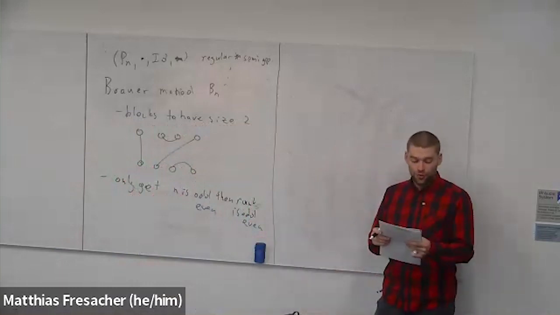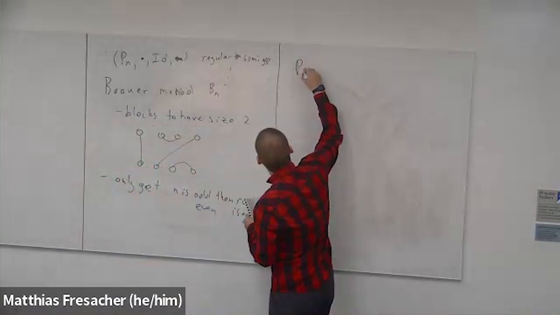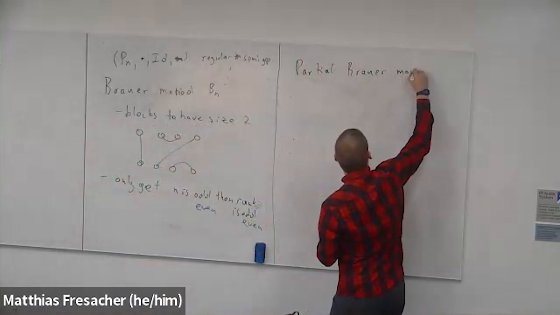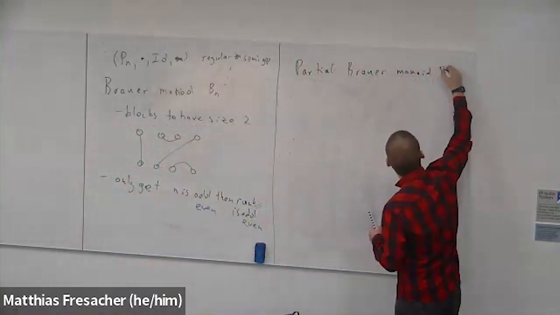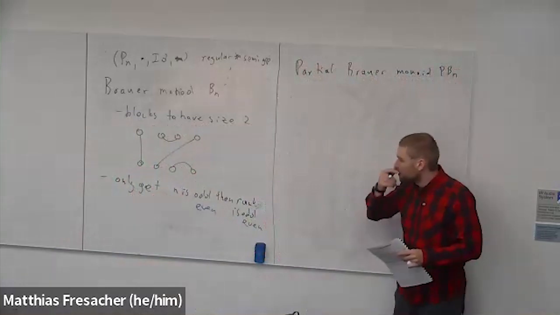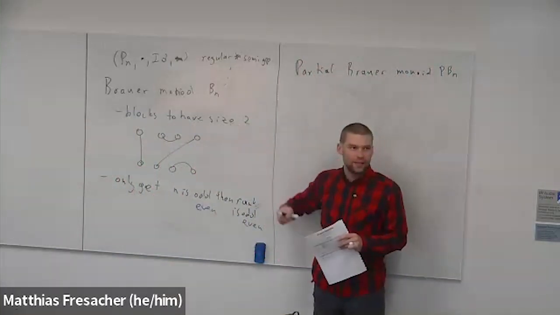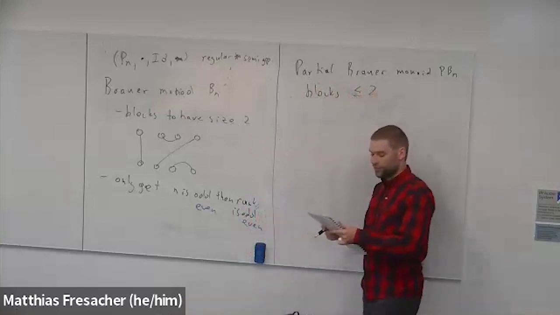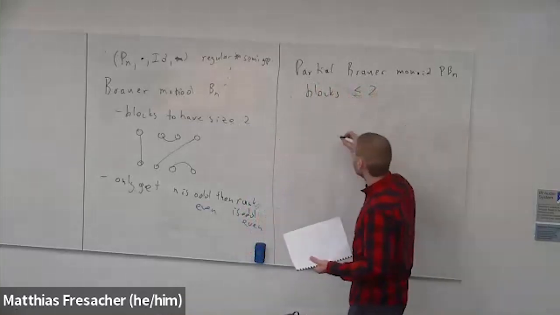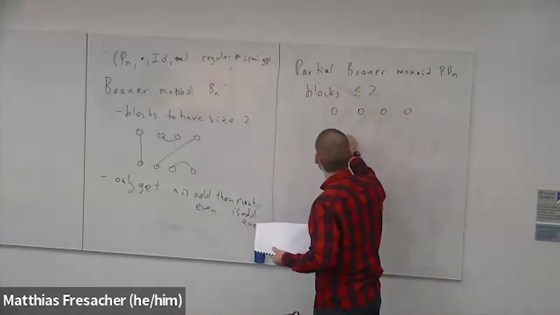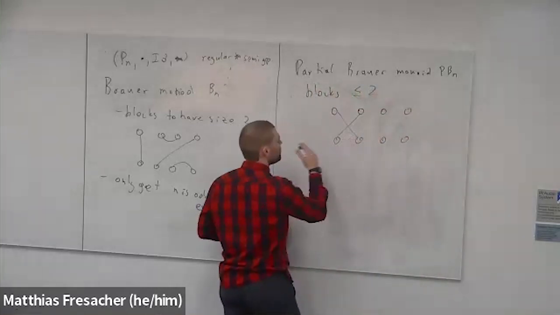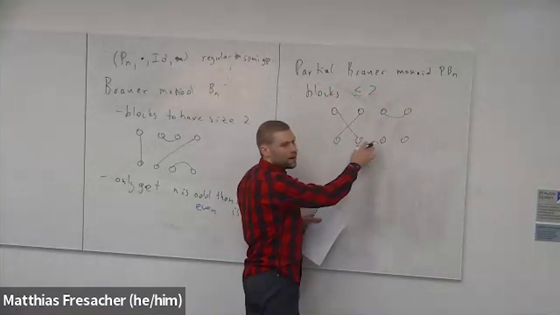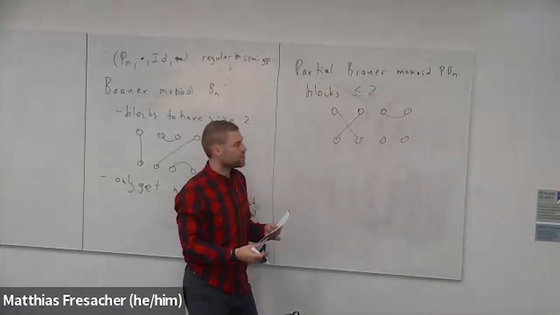A slightly different variety is what's known as the partial Brauer monoid. So this is PBn, and in here, instead of having block size exactly equal to 2, blocks can be less than or equal to 2. So if we look at an example, I can have my block size of 2, but I could also have some blocks that are just size 1. They're not connected to anything.